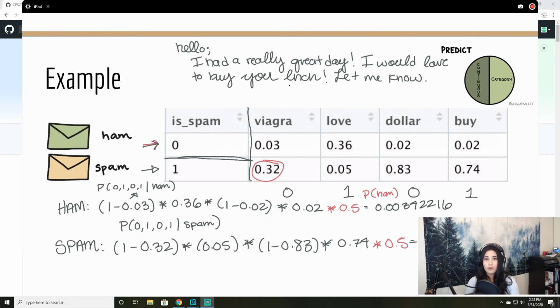We will go over another example when we look at it in the Python code, but that is all for the conceptual stuff. And hopefully now you understand what the naive Bayes algorithm does.